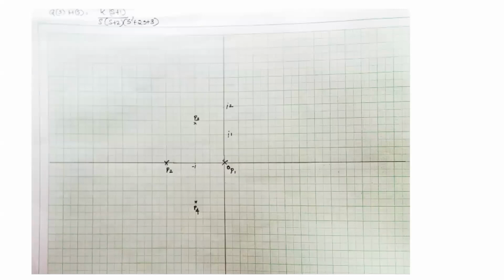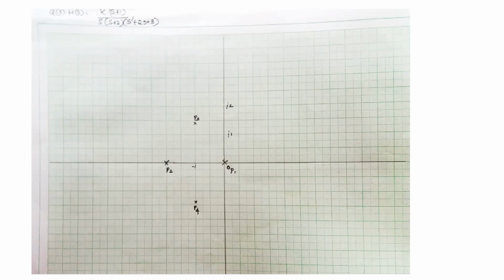The same has to be plotted on the graph. The y-axis becomes the imaginary axis. I can write it as j omega. And this is the real axis, and we have the poles at 0, -2, then the other two in the complex plane, and we have a zero at -1. We'll have to plot this.